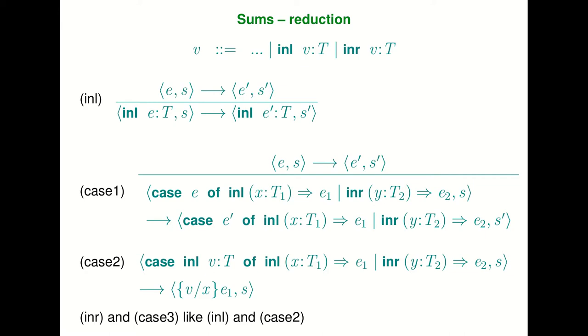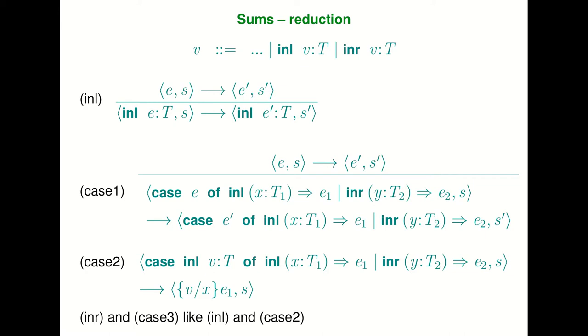And then what we're going to do is offer one congruence rule for the case statement, which says when you do a case analysis, you want to case analyze a value. So when you see case E of in left x goes to E1, in right y goes to E2, what we do is we evaluate E until it becomes a value. So if E steps to E prime, then case E will go to case E prime. And then finally, when that E has become a value, we'll either have a case of in left of V or case of in right of V.